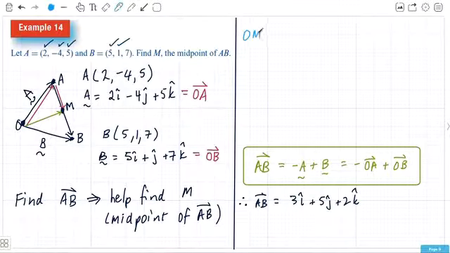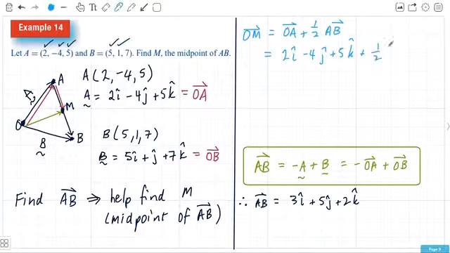So we've got O to M equals, and you can see we've got O to A plus, this is a midpoint, so it's halfway along A to B. And because we now know A to B, we can actually use that information. So we've got O to A, which we've got here, 2i minus 4j plus 5k. And then we've got a half of this vector, A to B, 3i plus 5j plus 2k. And again, one of those situations where it makes sense to isolate the i's.